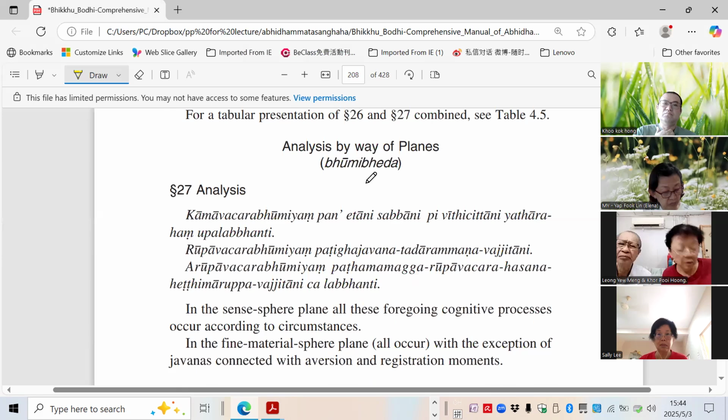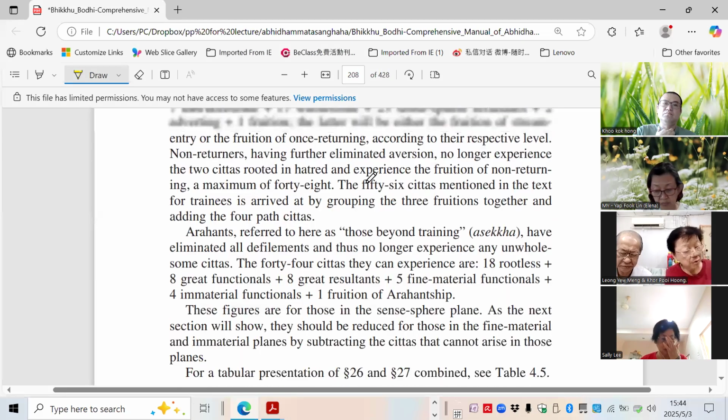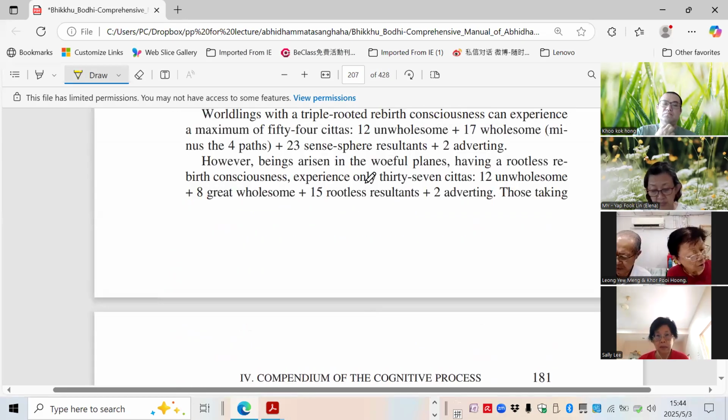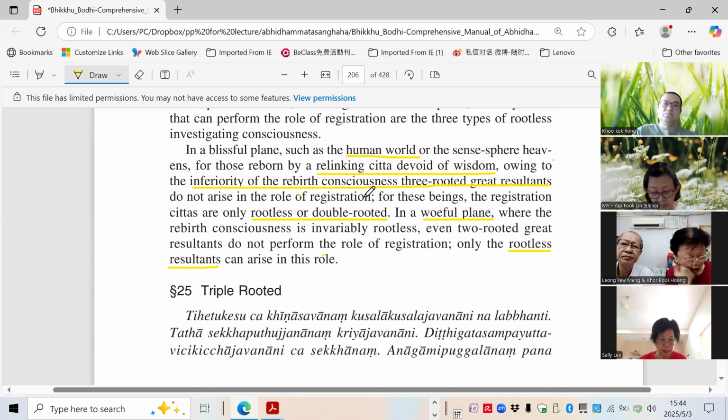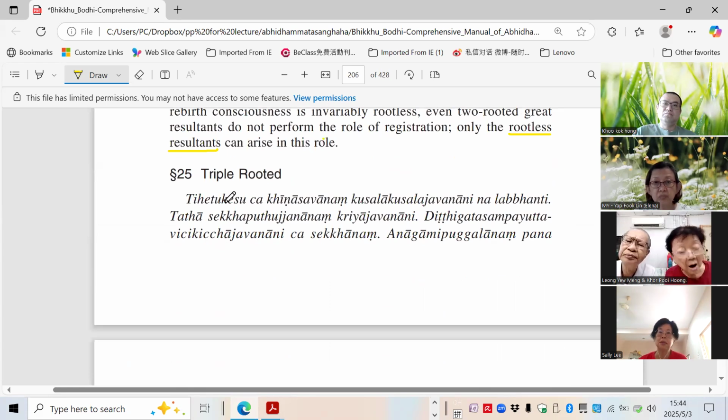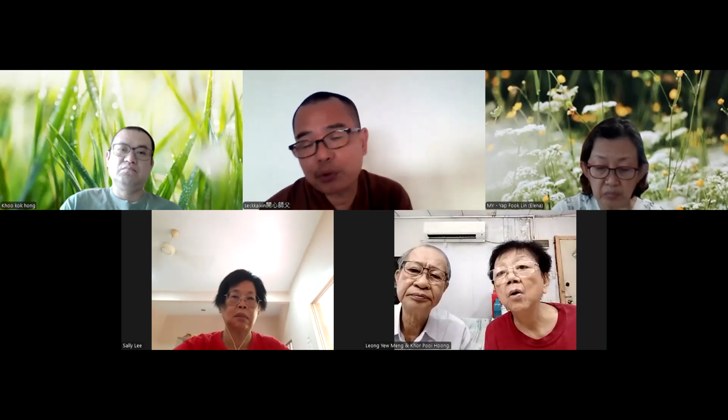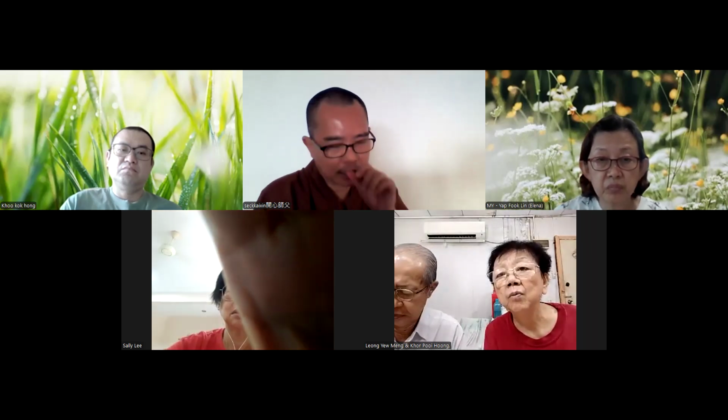We try to understand different planes. How about who can be reborn there? Okay, then we try to finish the triple root. Because I start coughing, I think I stop here. So nice lesson for the triple root. Then I think in the next lesson we will start the process-free.